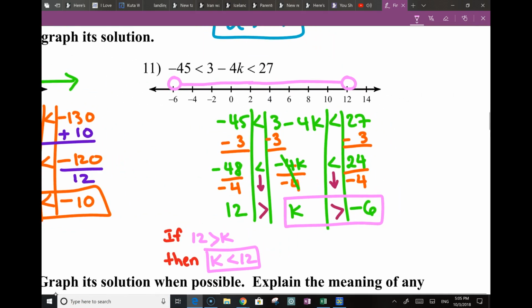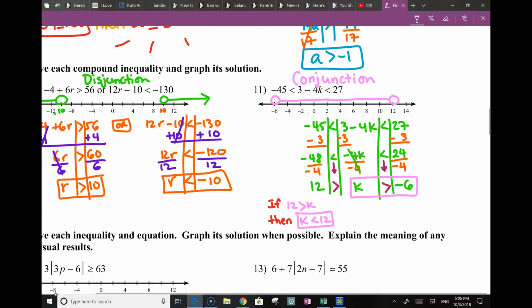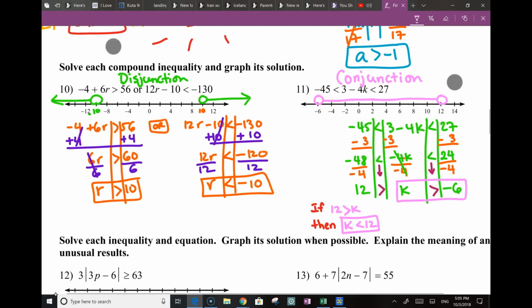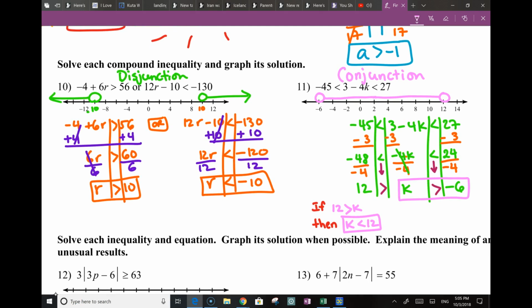And for that reason, this is called a conjunction, because they're connected from end to end. And this is the second type of compound inequality. So zooming out over here, you can see by contrast, we have disjunction, conjunction, two very different looking graphs.